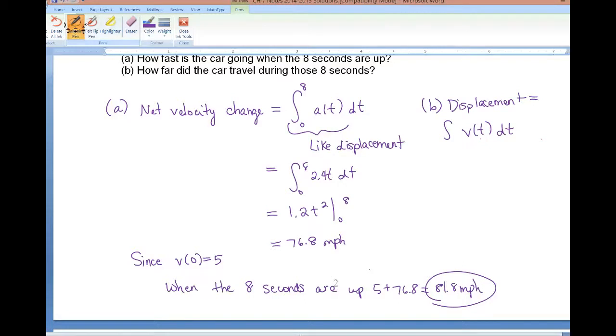Okay, let me explain. They gave us what? We only have acceleration at this point. We found out the total change in velocity, but we didn't actually figure out the velocity function. Once we figure out the velocity function, then we can put in from 0 to 8. Does that make sense? So I technically can put in 0 to 8 right here, but this is V of t. This is what we need to find.